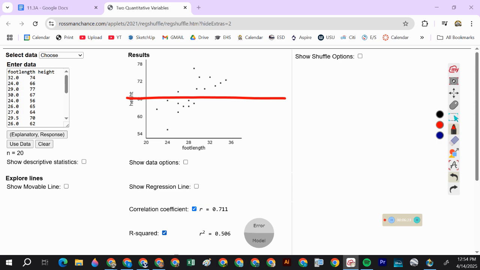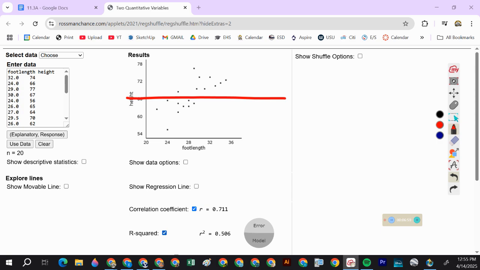So basically, a person walks in and their foot length is 28. What is my prediction for their height? 66, right? What if somebody comes in with 24 centimeter foot length? What's my prediction for height? 66. What about 32? 66. So if every single person that walks in is given a predicted value of 66, how accurate is that prediction going to be? Not very accurate.